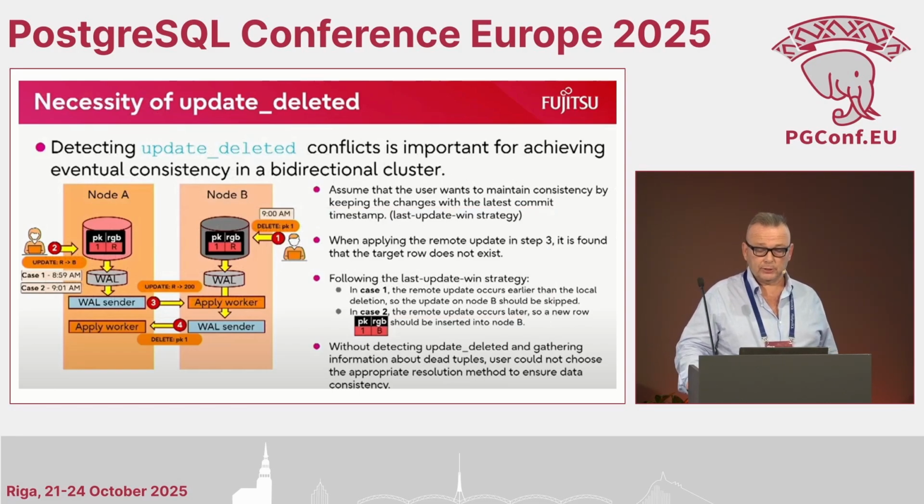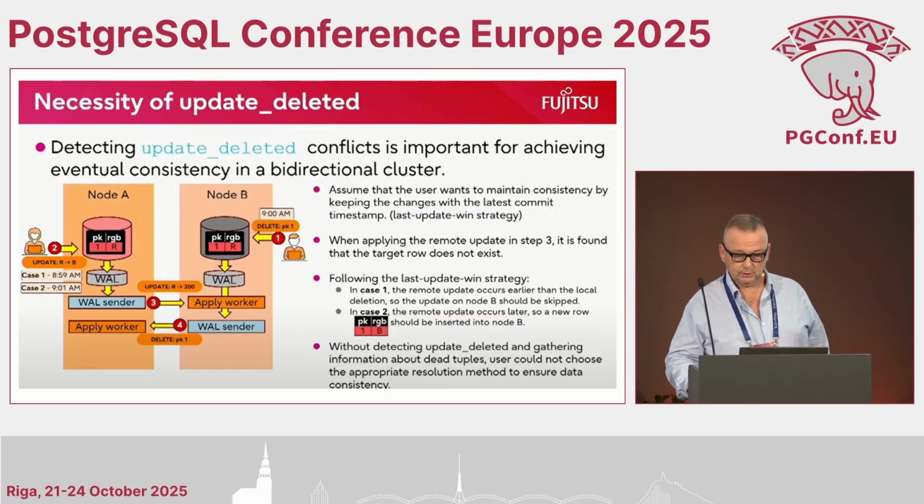And in this scenario, the user wants to maintain data consistency using a time-based resolution, keeping the change with the latest timestamp. The last update wins. So if the remote update occurs earlier than the local deletion, then the update on node B should be skipped, keeping the latest change. Alternatively, if the remote update occurs after the local deletion, we need to apply the update. And we'd need to convert the update into an insert and apply the row into node B.